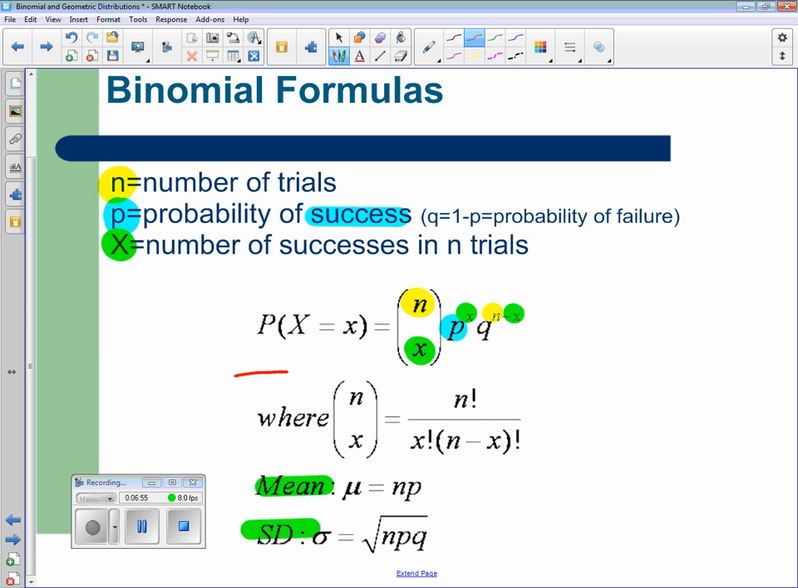The missing formula is this. Do you agree? It's missing. What the heck is that? N, that is red, N choose X. So we need to discuss what does that mean, N choose X. Back in Algebra 2, your teacher should have talked to you about permutations versus combinations. Do you remember that from last year? Okay. Combinations is what this is. This is N combined with X.